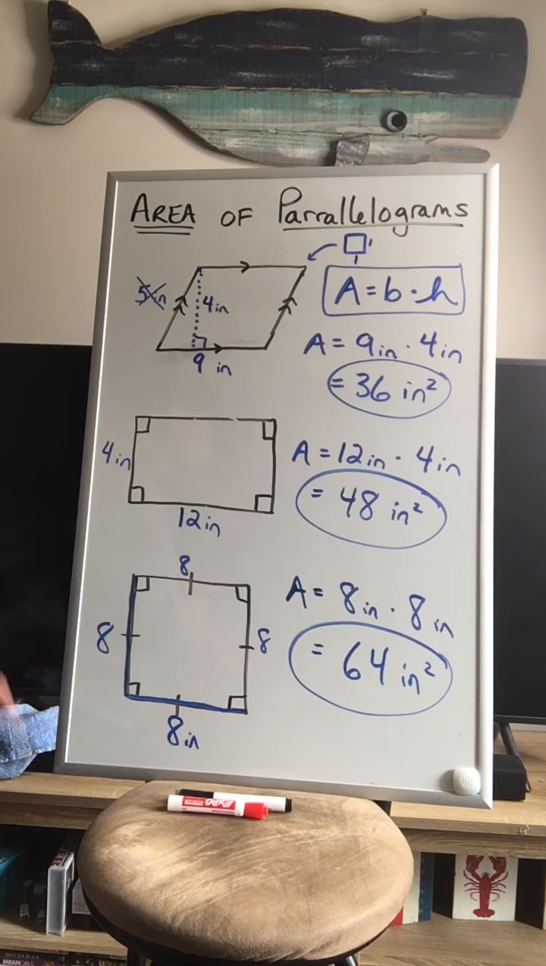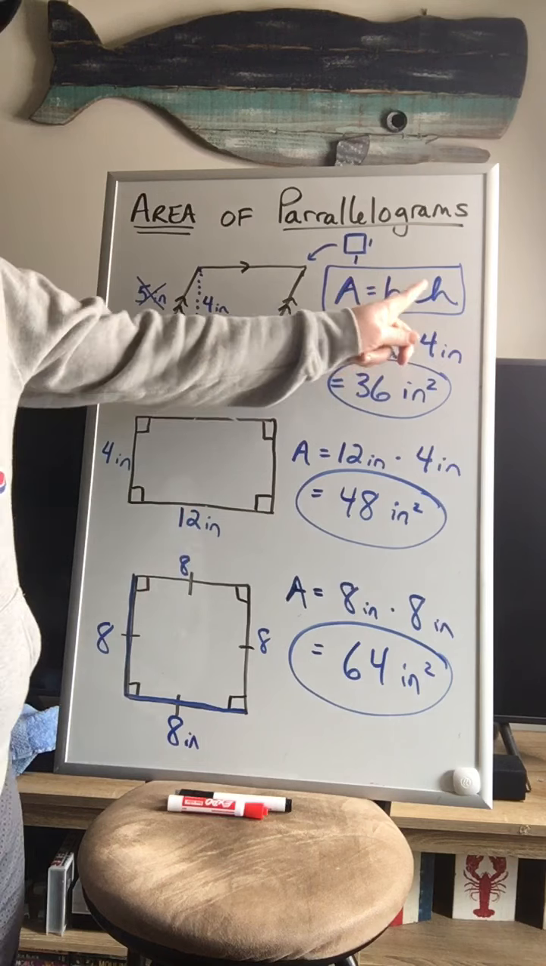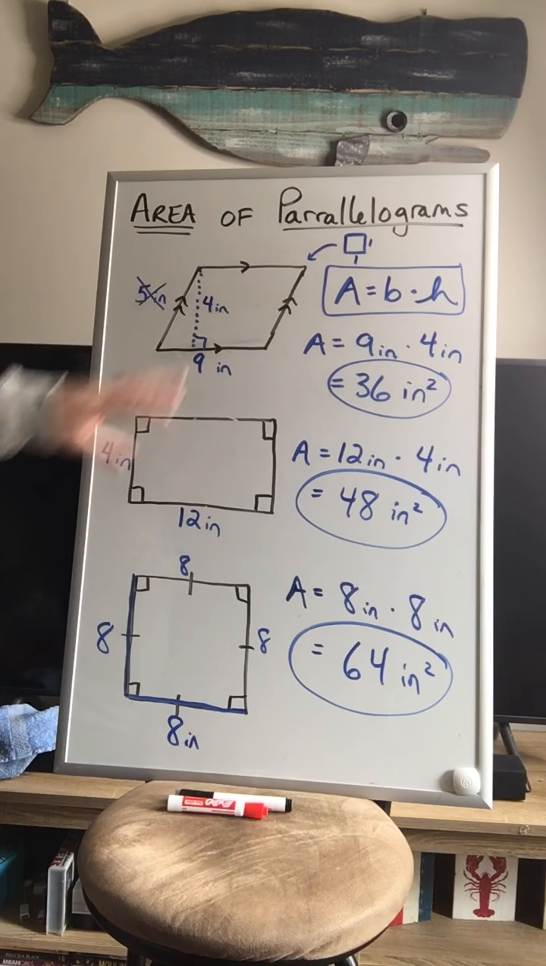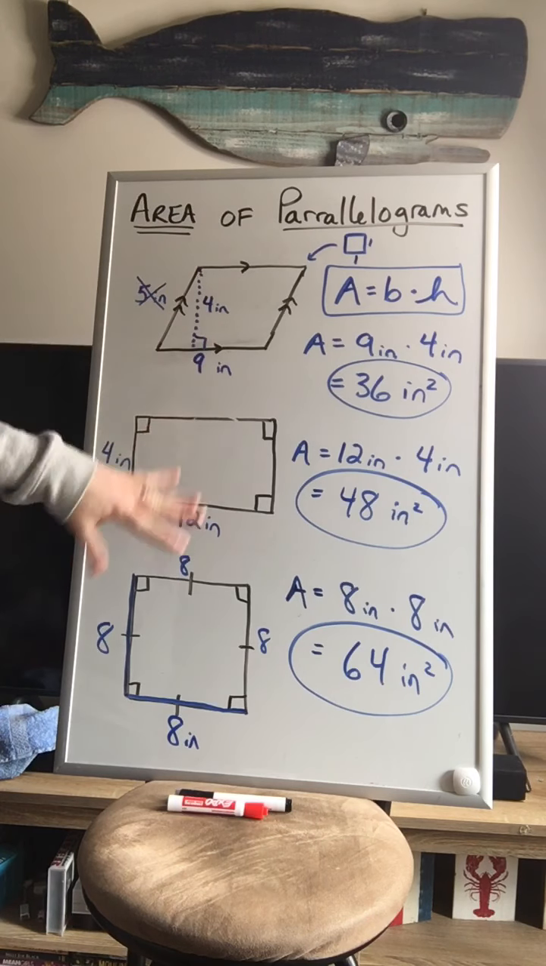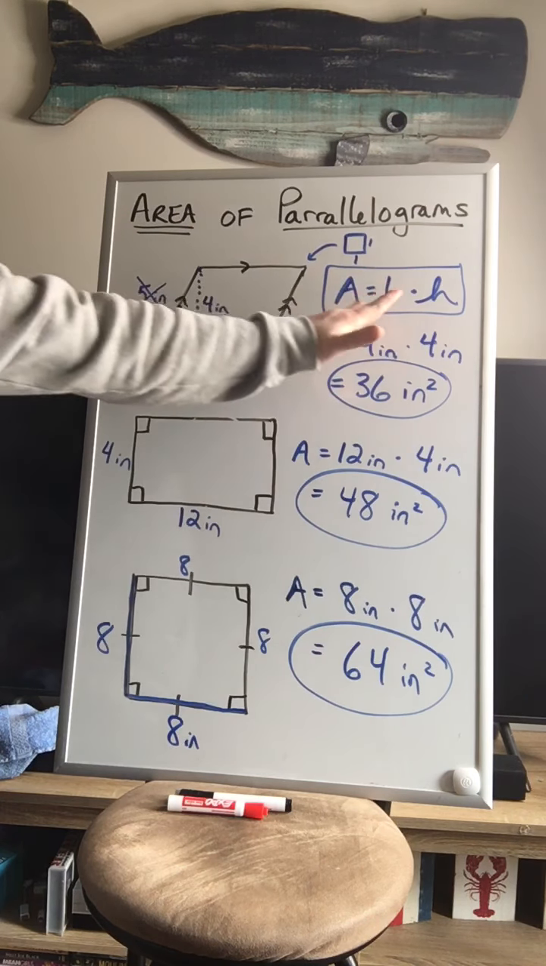Okay? So finding the area of a parallelogram is actually pretty simple. You need to multiply the base times the height. Whether it's a parallelogram, whether it's a rectangle, whether it's a square, those are all types of parallelograms. So for all of those figures, you can use base times height.